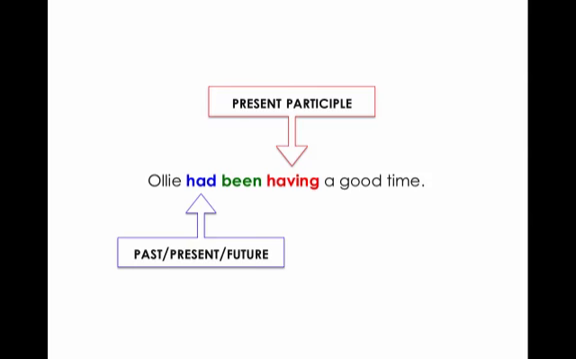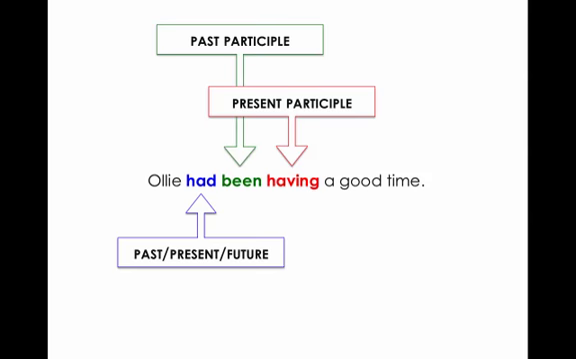Again, had shows us that we're talking about the past. We could change this sentence and say Ollie has been having a good time. We can see that in that sentence the tense changes, that we're talking about a different time than the present. Ollie has been having a good time and is still having a good time. The green word is the form of the verb that is the past participle. Now the green and the blue verb are both auxiliary verbs.